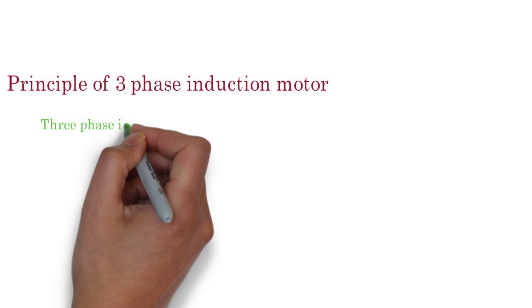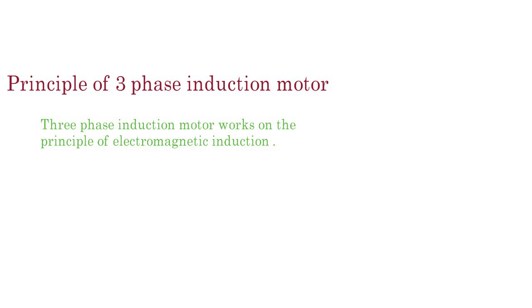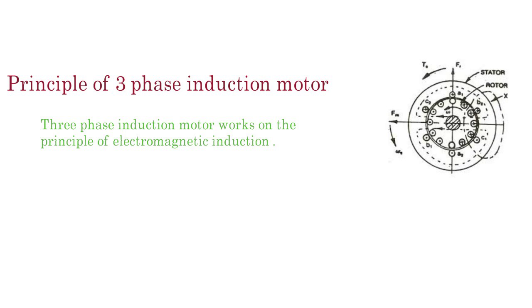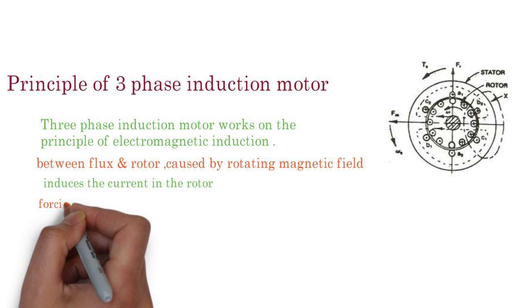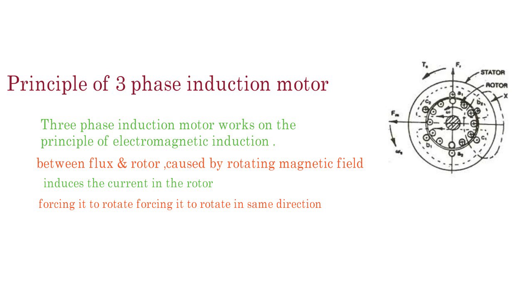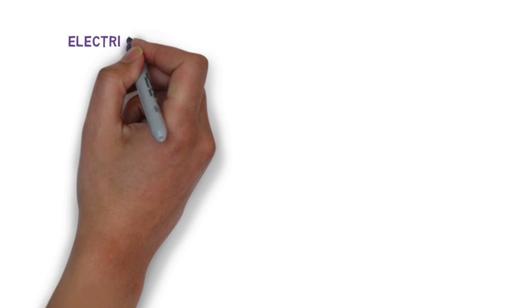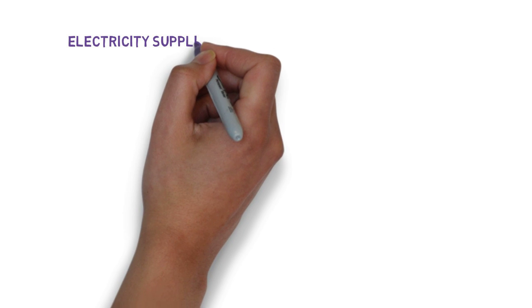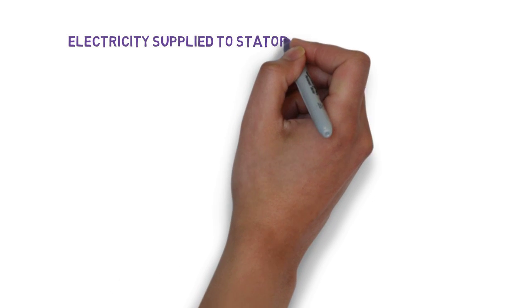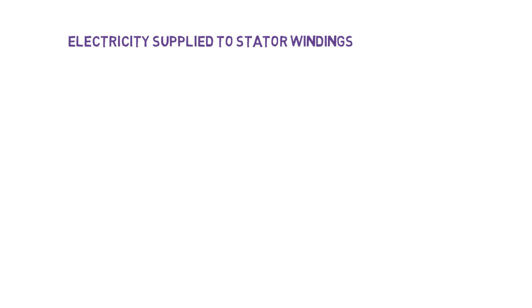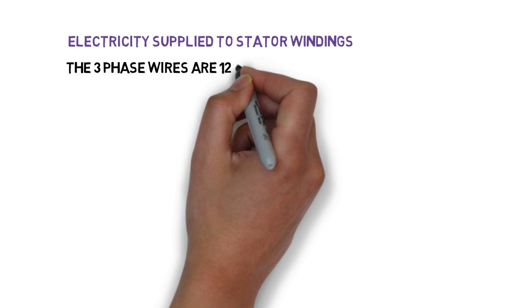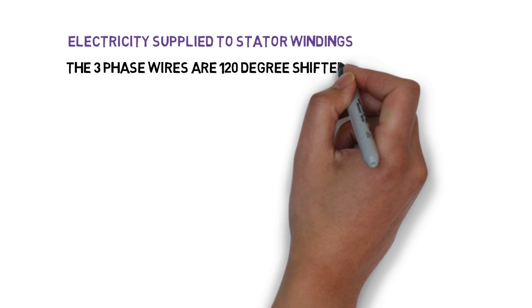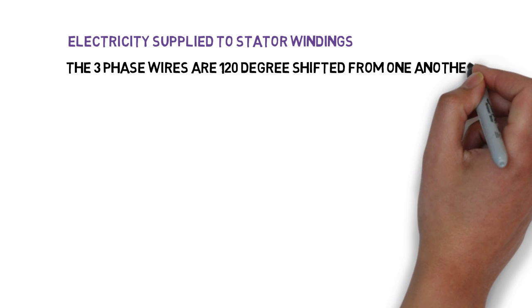It works on the principle of electromagnetic induction, where the relative motion between flux and rotor, caused by the rotating magnetic field, induces current in the rotor, forcing it to rotate in the same direction. The flux is constant, but its position changes in a circular manner. When electricity is supplied to the stator winding, which is a three-phase winding, current flows through it. The three phases of the stator windings are 120 degrees shifted from one another, and hence alternating flux is created.